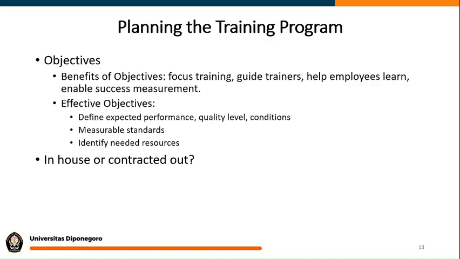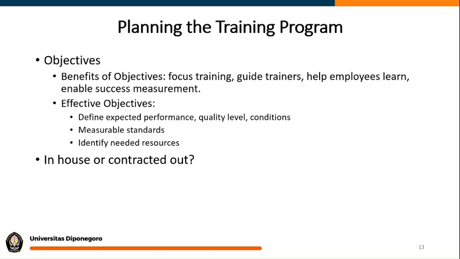the next stage after you do the needs assessment and make sure the readiness for training is planning for the training program. So in this part, you need to decide the objectives of the training. Why is it important to list the objectives? Because it makes you more focused in the training, and then it can guide the trainers.